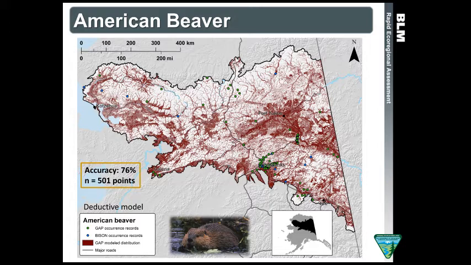And I looked at how many of these occurrence records fell within the model distribution. So for American beaver, out of 501 points for the CYR area, there was an accuracy of about 76% of them fell within the model. So the model seemed to fit pretty well for the study area. So moving forward with the gap model.